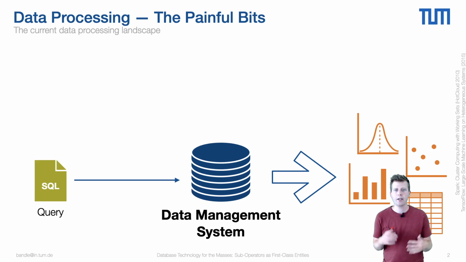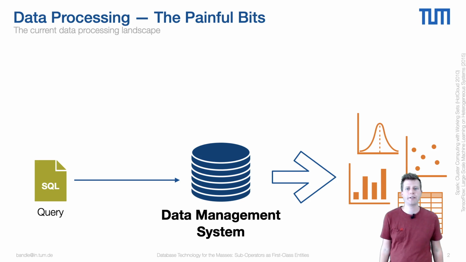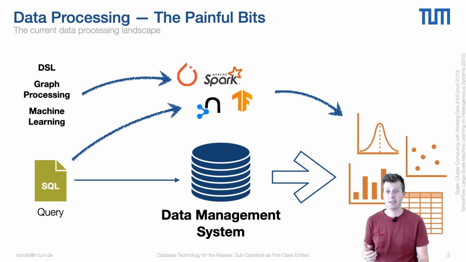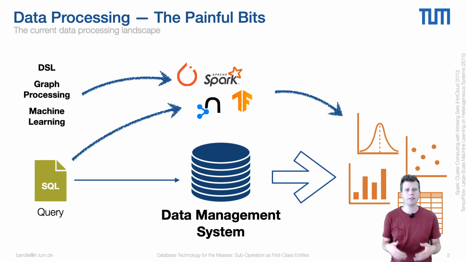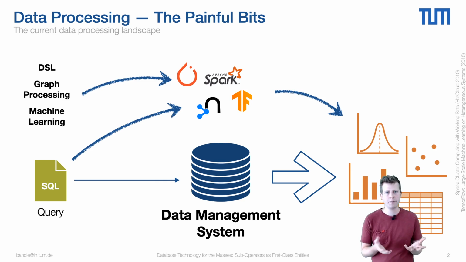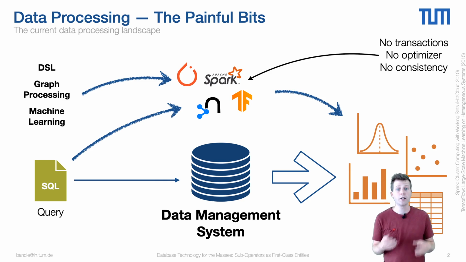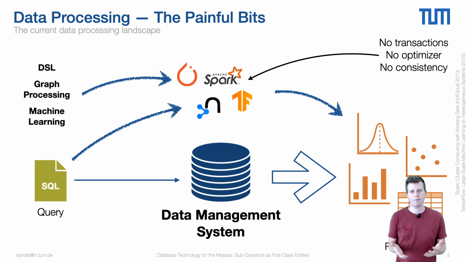They store the data and can return results for simple queries, complex analytics, or even graph or machine learning tasks. However, more and more users turn their backs on database systems for flexibility and performance, using libraries and systems like Spark or TensorFlow. By doing this, however, they lose the benefits of a database system. This includes the storage layer, transactions, consistency guarantees, and also the optimizer. For example, there's no optimizer in Spark yet, and for graph processing, transactions are just being developed.